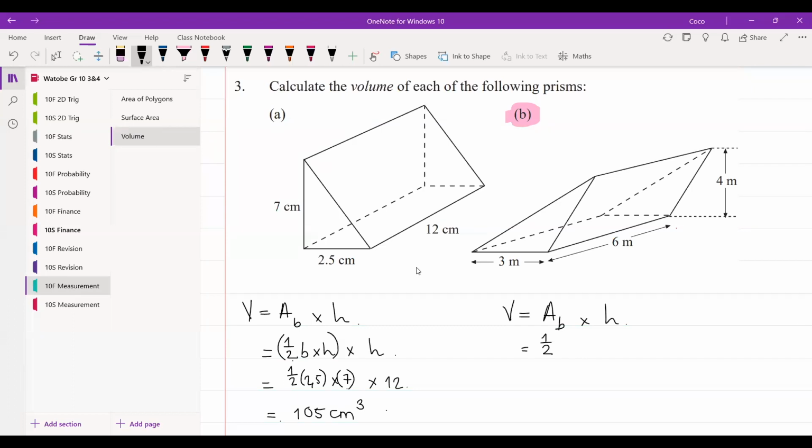Girl, you are, ooh. Aibo, guys, help her out. There we go. Half of the base times height. Correct. That is just for our triangle. And then we still need to multiply that by the height of the whole prism, the height that they all share.